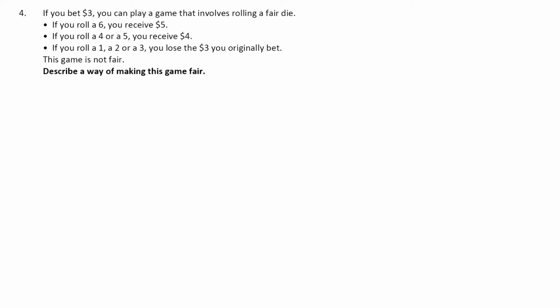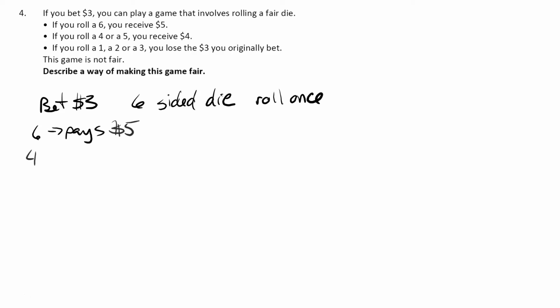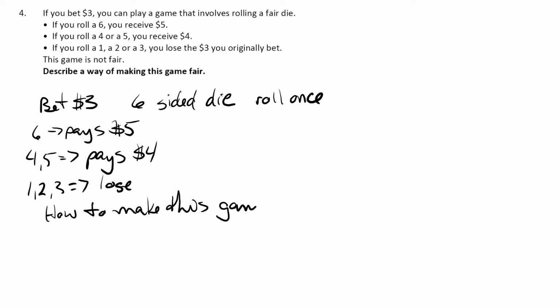This is definitely a trickier question than what we're used to getting. So first of all, we're going to start off by writing down some of the details. So we know the bet is $3. We've got a 6-sided die, and we roll once. We know that a 6 pays $5, 4 or a 5 pays $4, and 1, 2, or 3 you lose. So the question is, how can we make it fair? Think about what things we can actually change which change the outcome or change the expectation of the game.